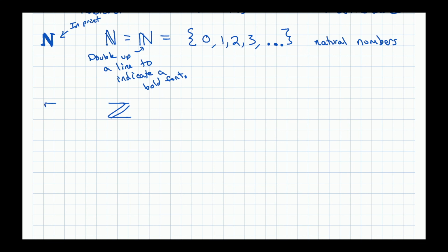Again, a bold font Z is what it is in print, but you write it the way that I wrote it. And what is that? These are integers. The way you would write integers, it doesn't actually have to start with a... but like -2, -1, 0, 1, 2, ... Right? So those are integers.